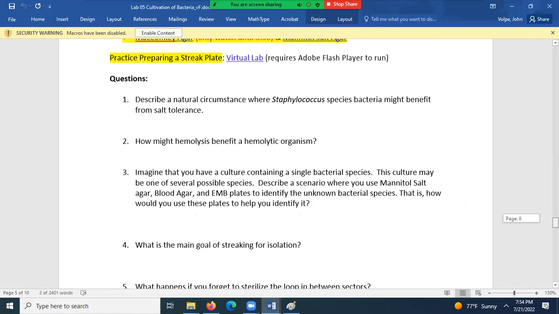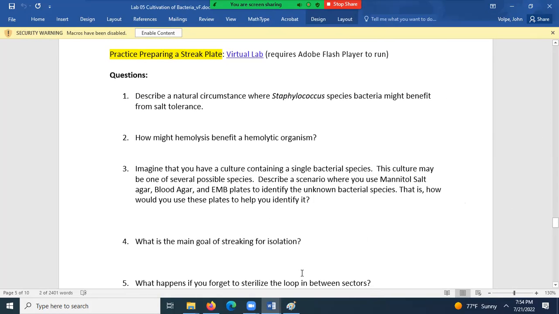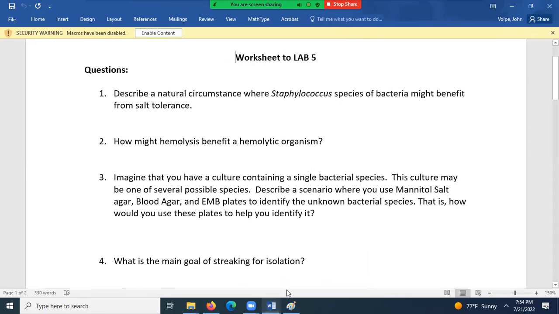And then answer the questions on the worksheet. Describe a natural circumstance where staphylococcal species of bacteria might benefit from salt tolerance. So if a staphylococcal species was growing in an environment with salt, give me a natural circumstance where staphylococcal species will benefit from the salt.